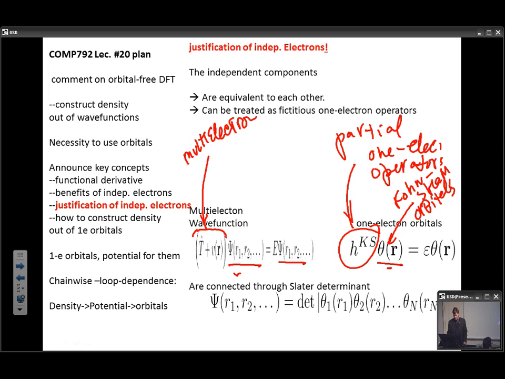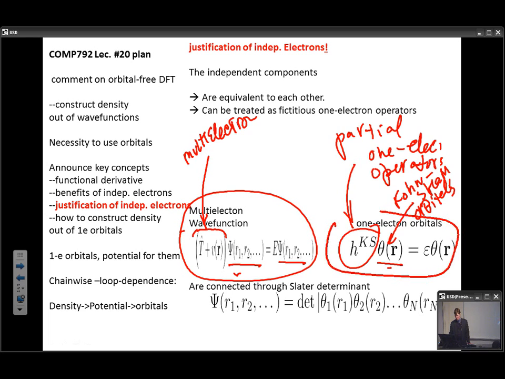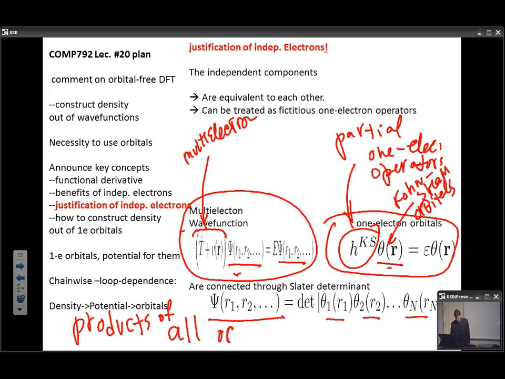And this wave function and those partial one-electron orbitals are connected in the usual way. So instead of solving this multi-electron equation, one can solve only the one-electron equation and then build the multi-electron wave function as a Slater determinant that accommodates products of all occupied one-electron orbitals.